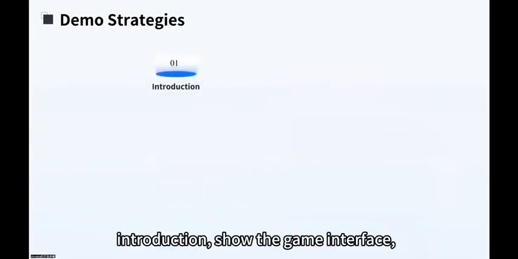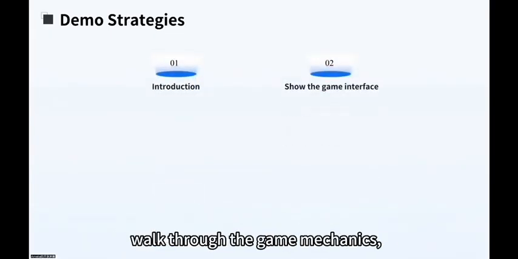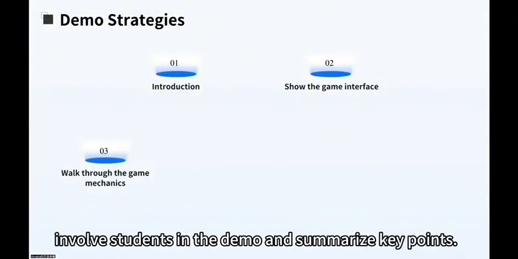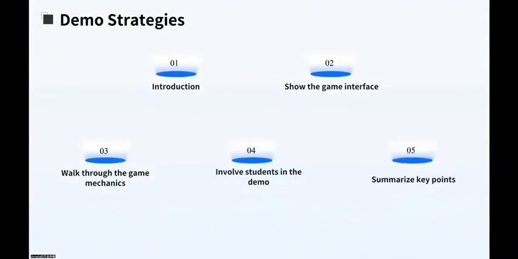Although the specific details were not elaborated in the interview, it can be inferred that the demo strategies might involve demonstrating the game or activity rules to students before they start. From my own perspective, I think that there are 5 steps to conduct a demo. Introduction, show the game interface, walk through the game mechanics, involve students in the demo, and summarize key points.